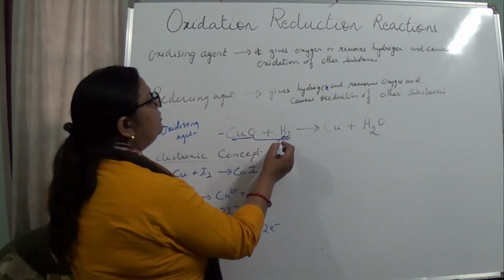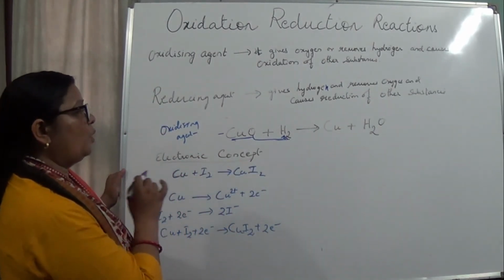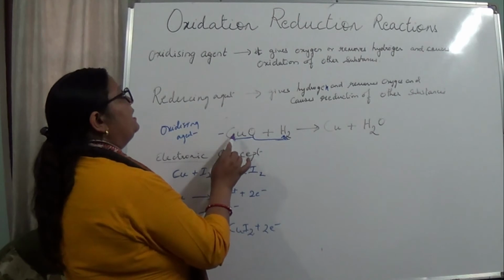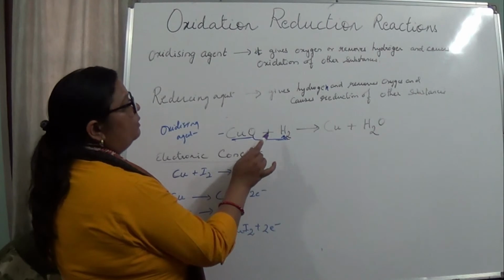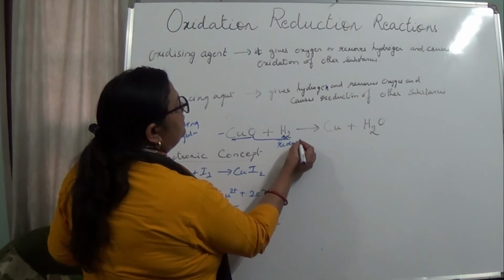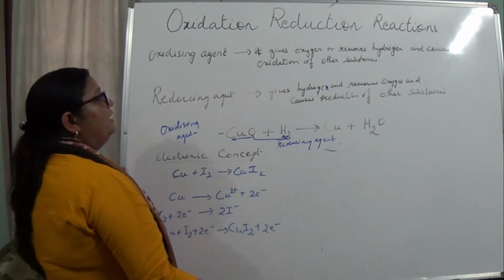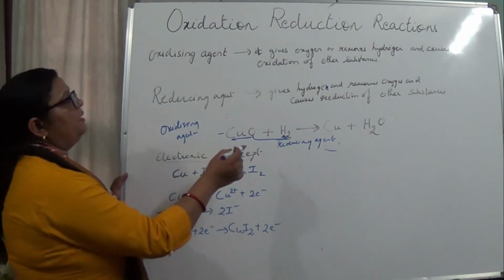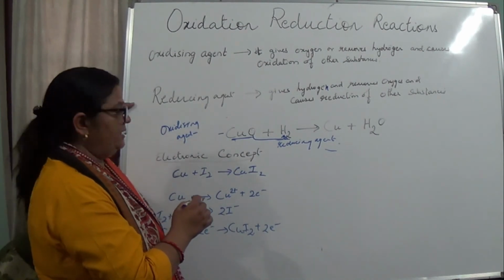And here, hydrogen is acting as a reducing agent, because it is reducing the copper oxide by taking the oxygen. It gives hydrogen and removes the oxygen from this substance, so it becomes the reducing agent. This is how we can explain oxidizing and reducing agents in simple terms.